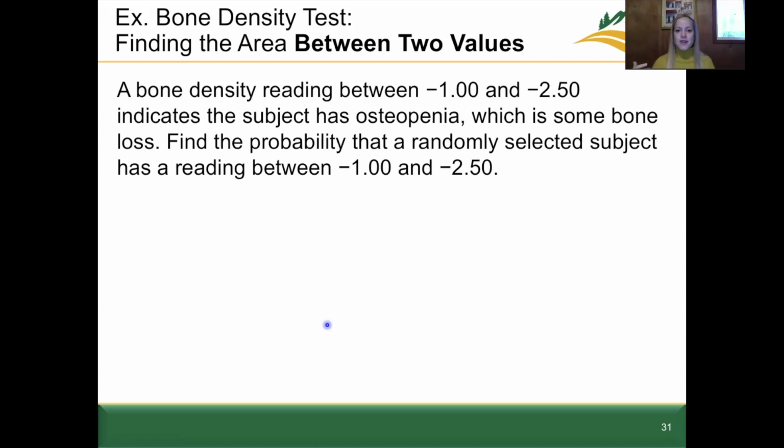Okay, so far we've talked about cumulative areas to the left and cumulative area to the right. Now we'll do an example with getting the probability, or the area, between two given z-scores. Here, a bone density reading between -1.00 and -2.50 indicates that the patient has osteopenia. We're going to find the probability that a randomly selected subject has a reading between -1.00 and -2.50.